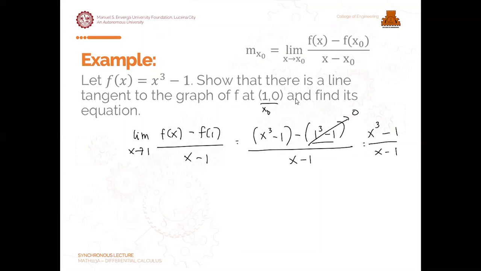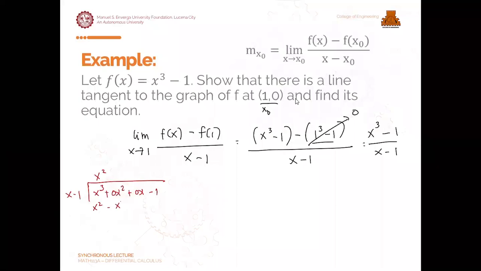And pag nakita natin mas mataas yung exponent nung numerator, pwede tayong mag-perform ng division ng polynomial para ma-simplify natin tong nasa limit natin na x cubed minus 1. Okay? So, using division of polynomial, we have x cubed plus 0x squared plus 0x minus 1, tapos x minus 1. Okay? So, perform ko lang to.